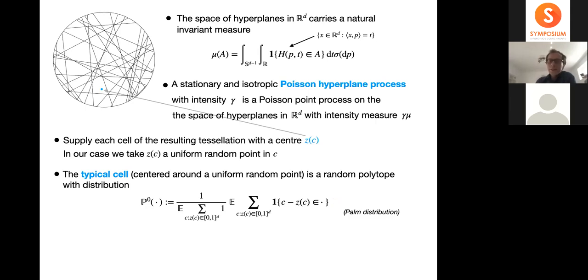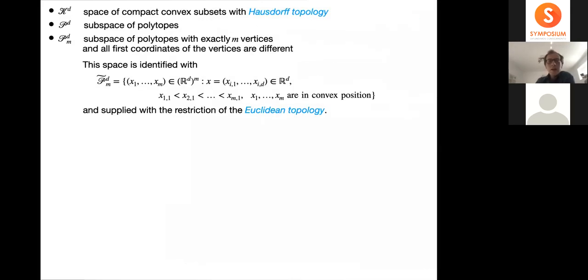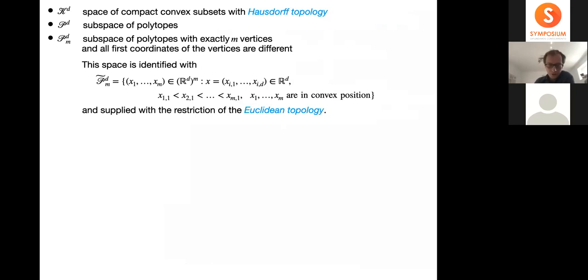And exactly this is the limiting object, the limiting object that we see as the profiles of these cones: the Poisson hyperplane process typical cell. So you need these infinitely many hyperplanes, and you select one of these random polytopes uniformly at random. This is the typical cell. So now you know how the convergence takes place, and probably the statement makes sense to you because you know the limiting object. How do we prove this convergence?